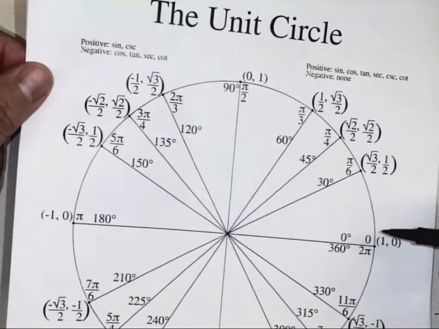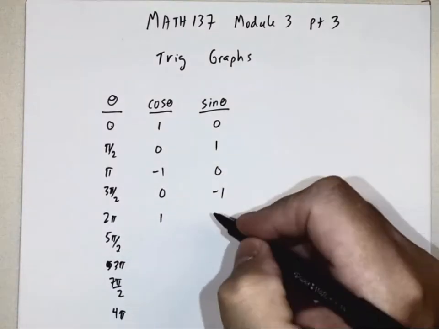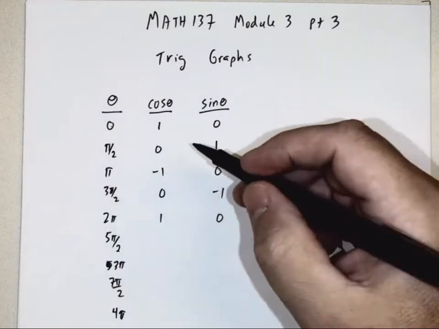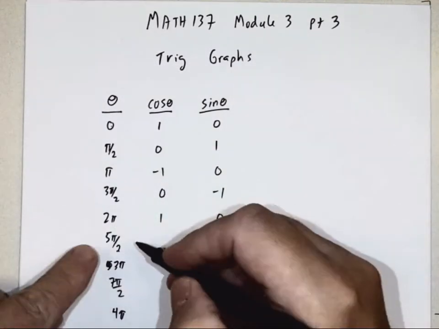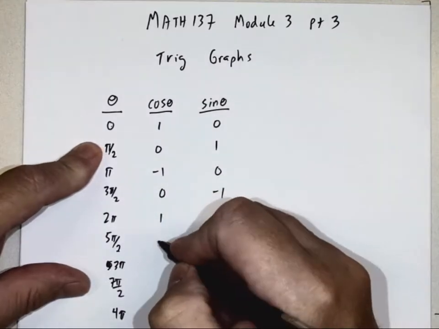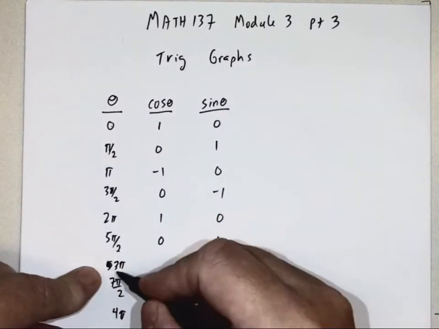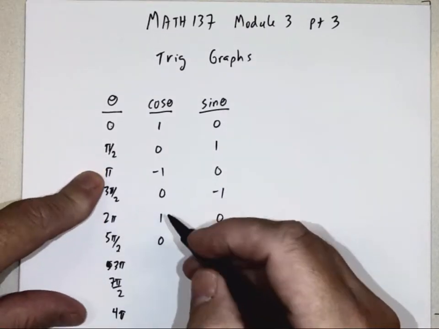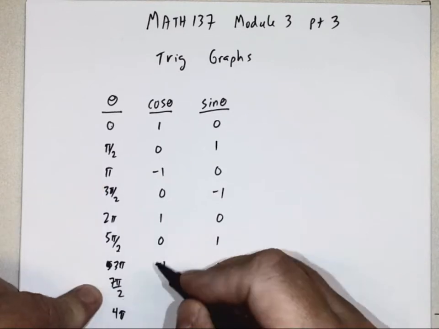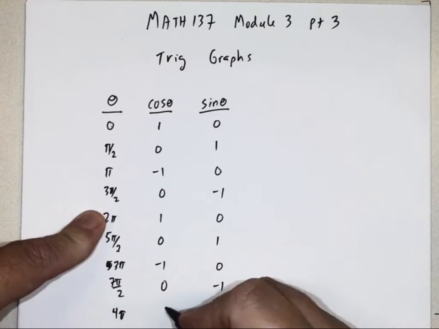Now at 2 pi, I'm back over here where I started. The cosine is 1, the sine is 0. If I go around again, actually you're going to see that these points sort of repeat. 5 pi over 2 is really the same as pi over 2. Remember we called those coterminal angles? They actually start and stop at the same place. 3 pi is coterminal with pi. So they have the same trig function. 7 pi over 2 is just like 3 pi over 2. And 4 pi is just like 2 pi.